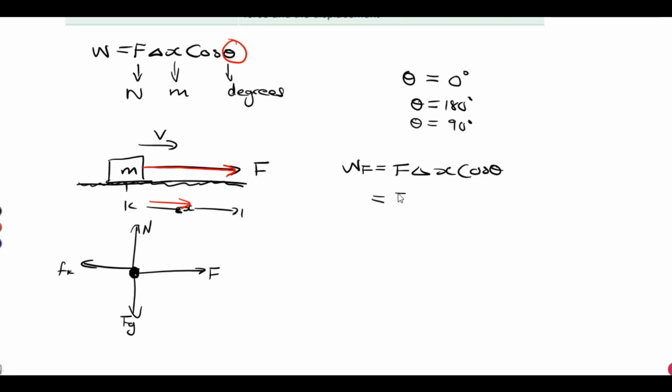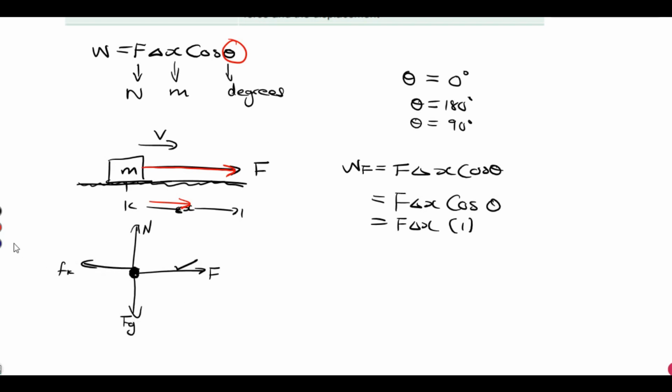So now we have F, delta X. Remember, we don't know the force, so we'll assume that it's a certain force F. Now, cosine of what? We said the angle there is going to be 0, right? So we have cos 0. But remember that cos 0 is nothing but positive 1. So we now have the work done by the force.